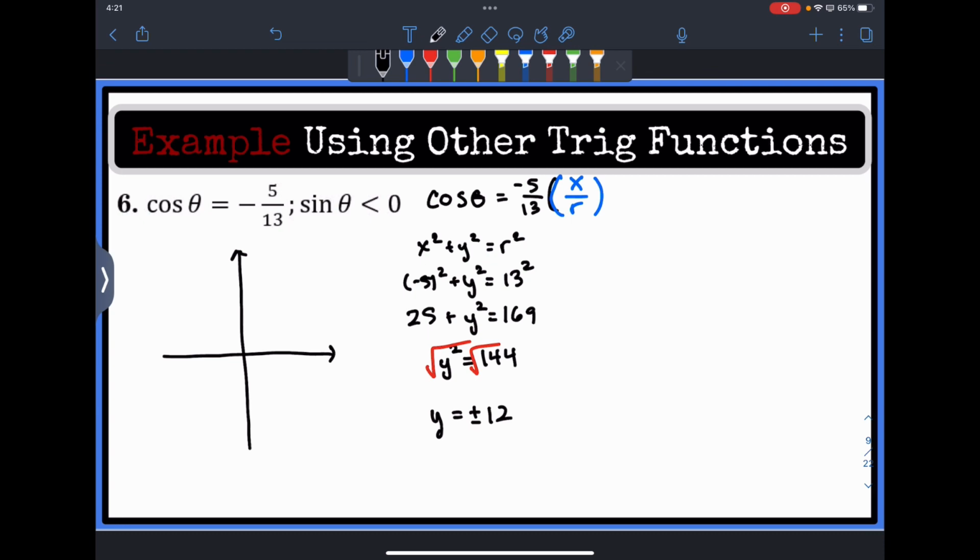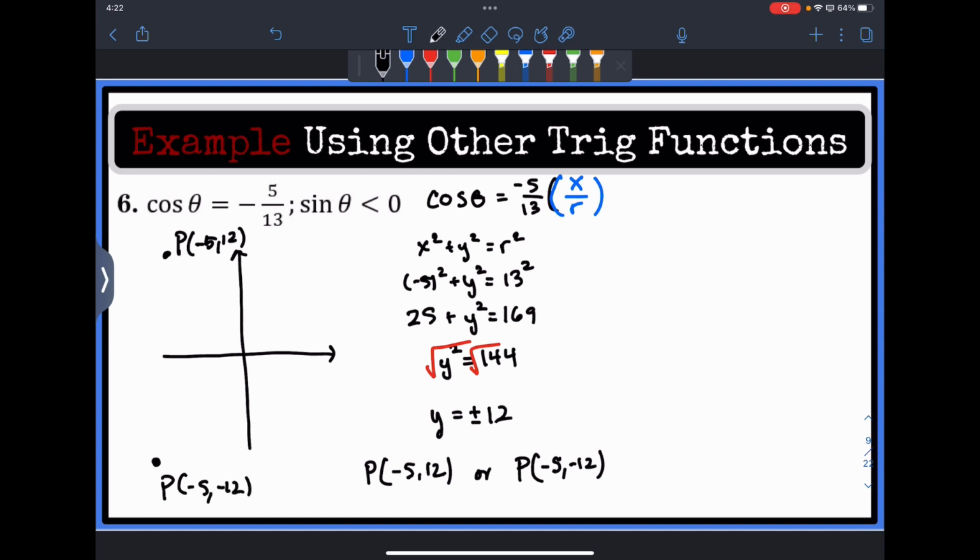So with x being negative 5, that puts our point P at either negative 5, 12, or negative 5, negative 12. So there are two possible points, two possible quadrants that the terminal side of our angle could be in. Negative 5, positive 12 would be in quadrant number 2. And the other point is down here, at negative 5, negative 12.